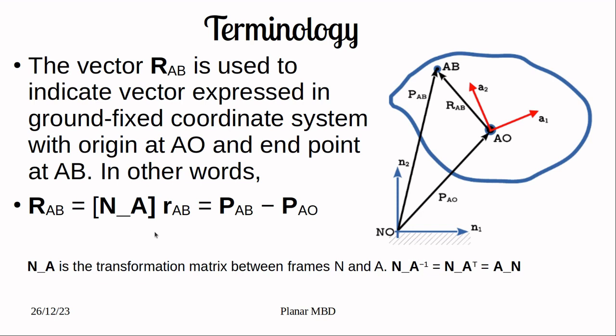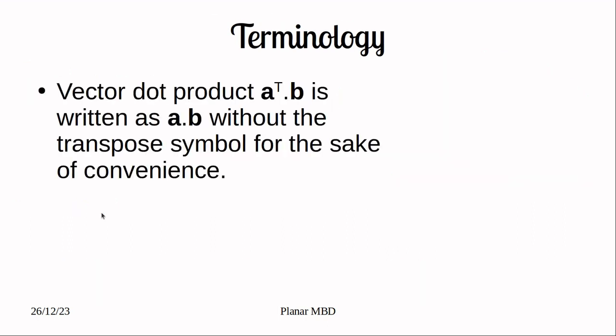N_A will be the transformation matrix between body A and ground N. For the vector dot product, the transpose is removed. It is just shown as A dot B.